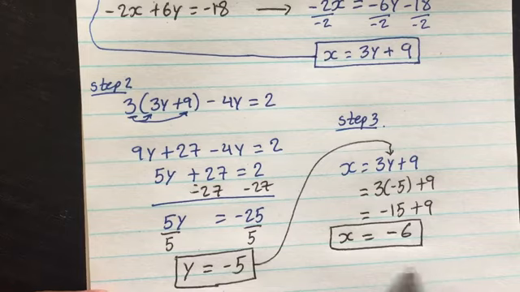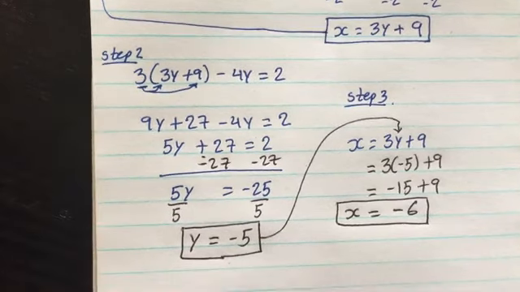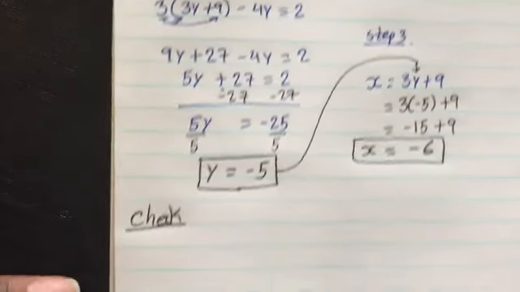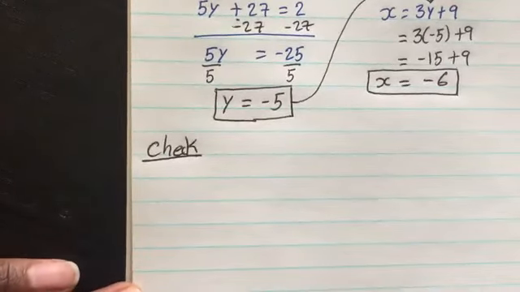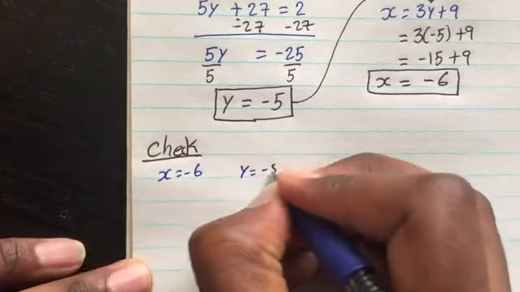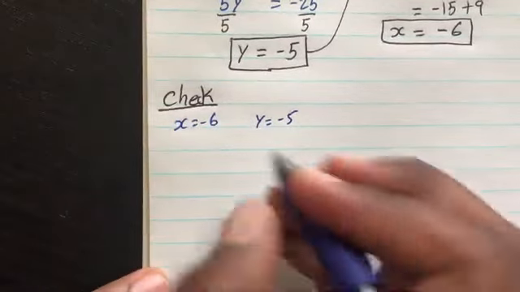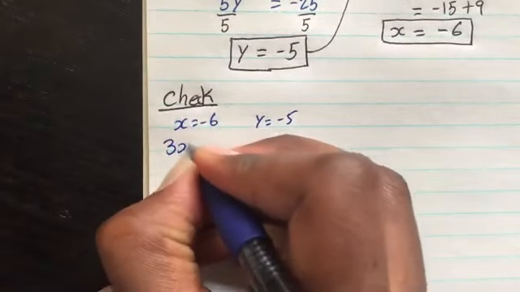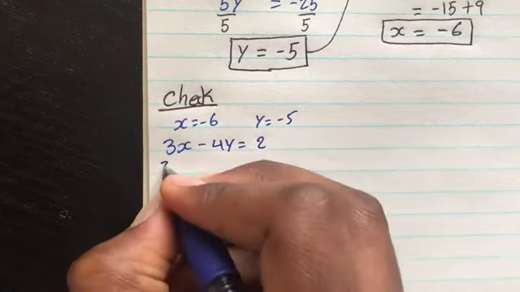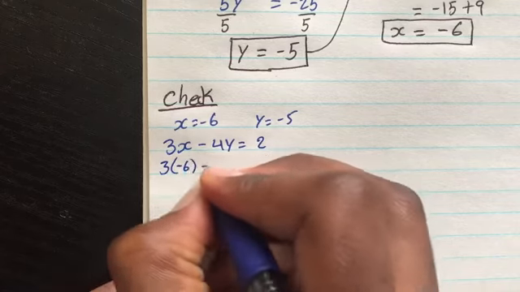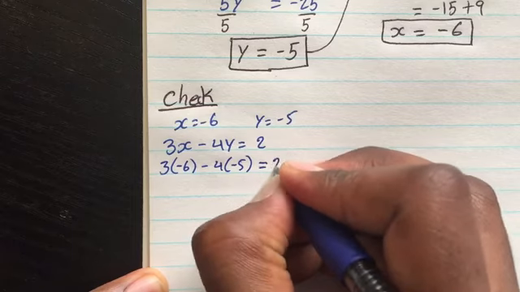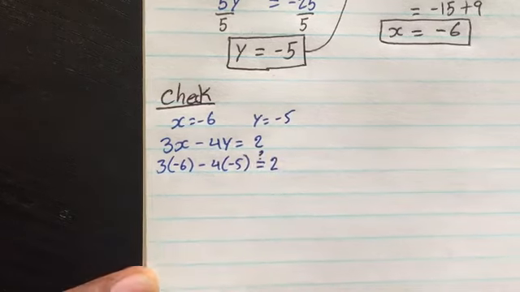So x equals negative 6 and y equals negative 5. Let's check. It should make both the equations satisfy. So x equals negative 6, y equals negative 5. The original equation, first equation, was 3x minus 4y equals 2. What happens if I substitute negative 6 for x and negative 5 for y? Does that make that equal to 2?